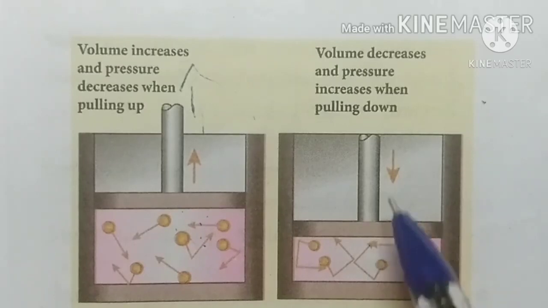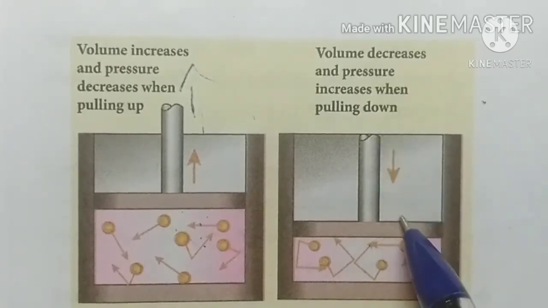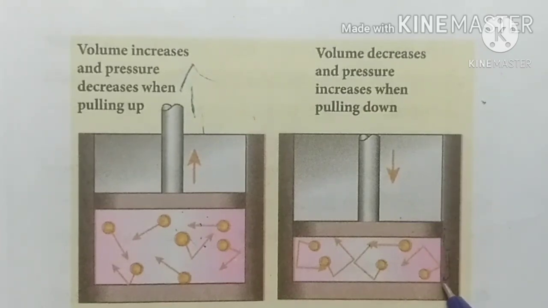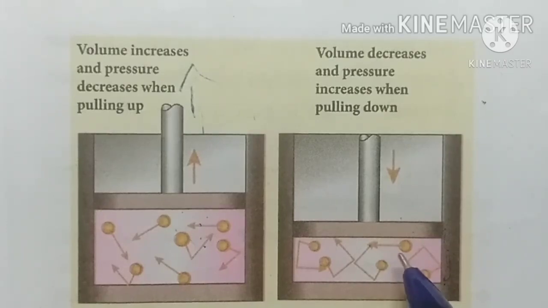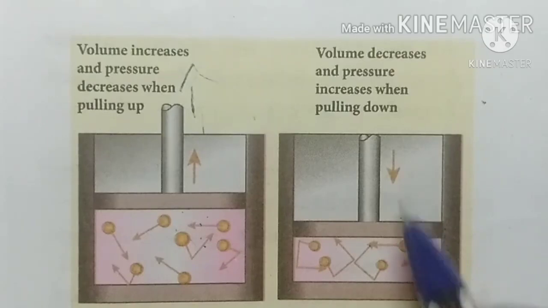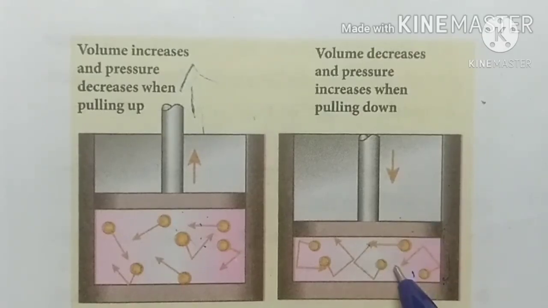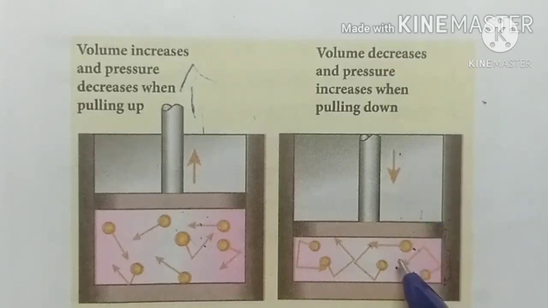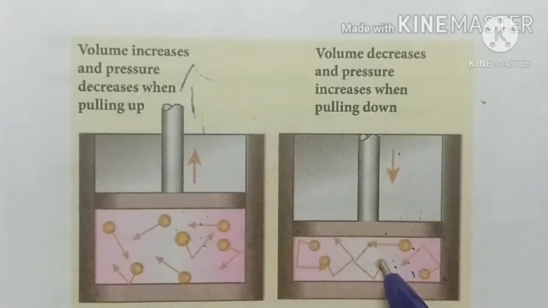See here, when we push this piston in the downward direction, the volume will decrease. Only this much volume is there, and the pressure of the gas will increase. Volume decreases and pressure increases, because only a small volume is here, so the pressure of these atoms and molecules will increase.